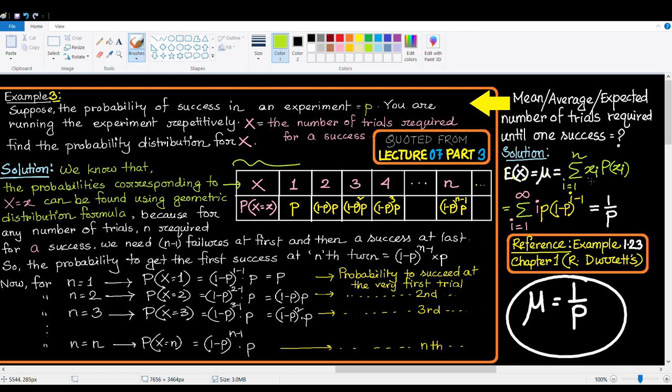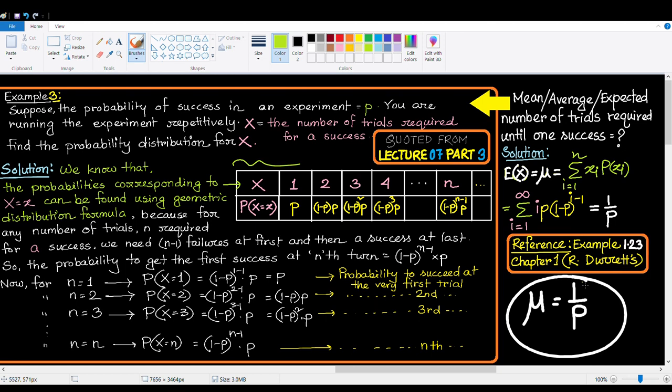Now we are putting the values of x_i, which is i, because it can start with 1 and go up to infinity, because it might take an infinite number of experiments to reach success once. So i, and the corresponding probabilities would be of this general form, p into (1 minus p) to the power i minus 1. Now upon calculation, we will get that E of x equals 1 by p. To see the rigorous proof of this theorem, you can go to example 1.3 of chapter 1, Ross's elementary probability.